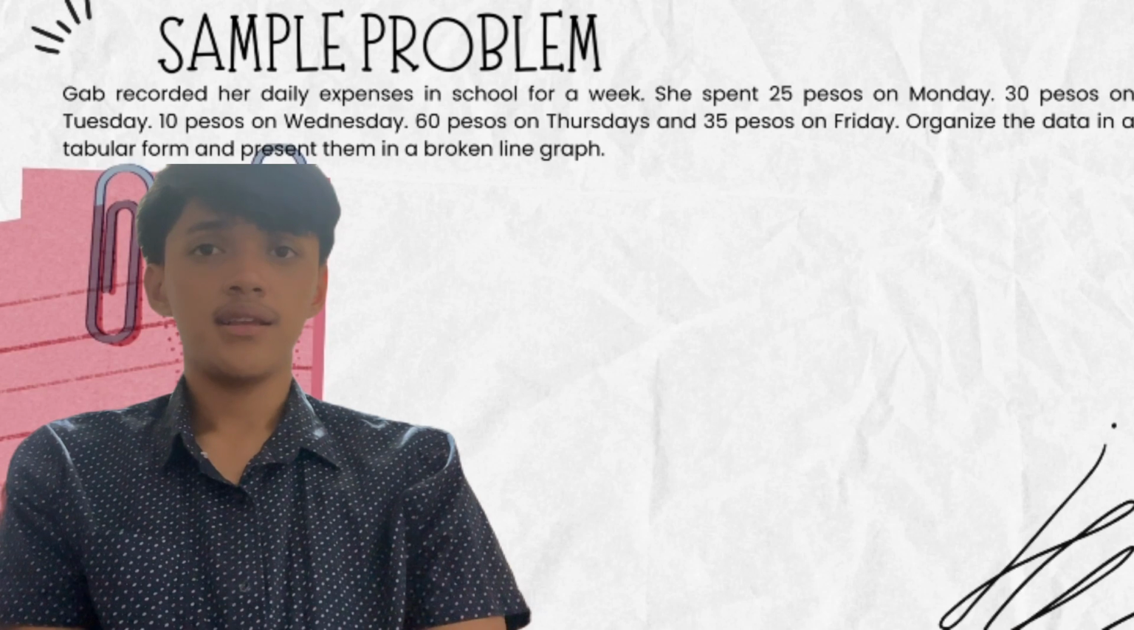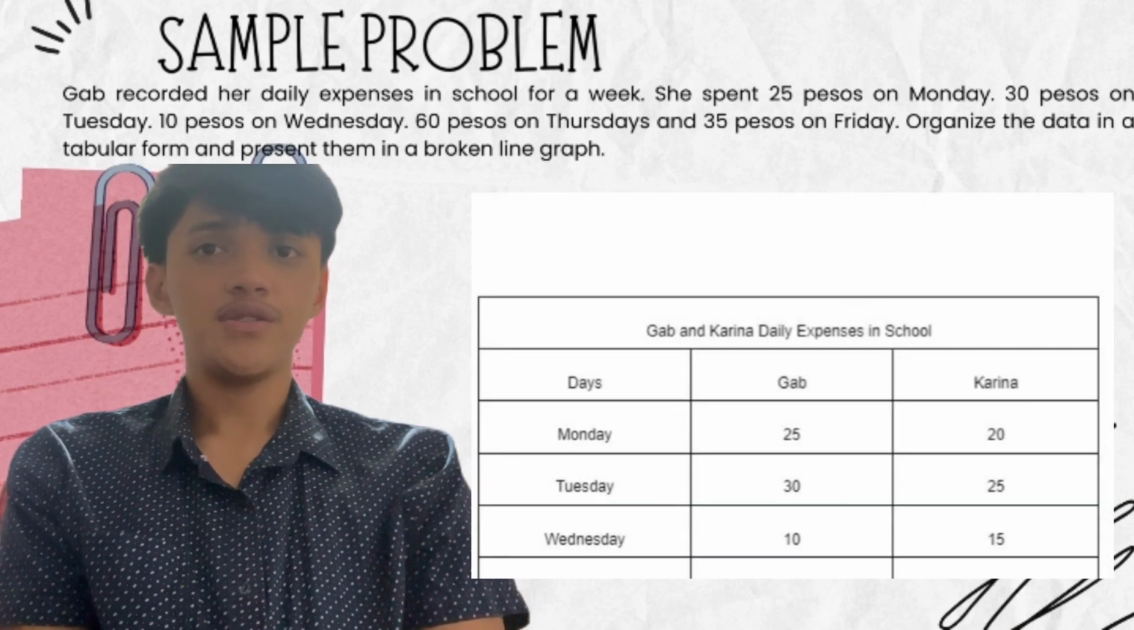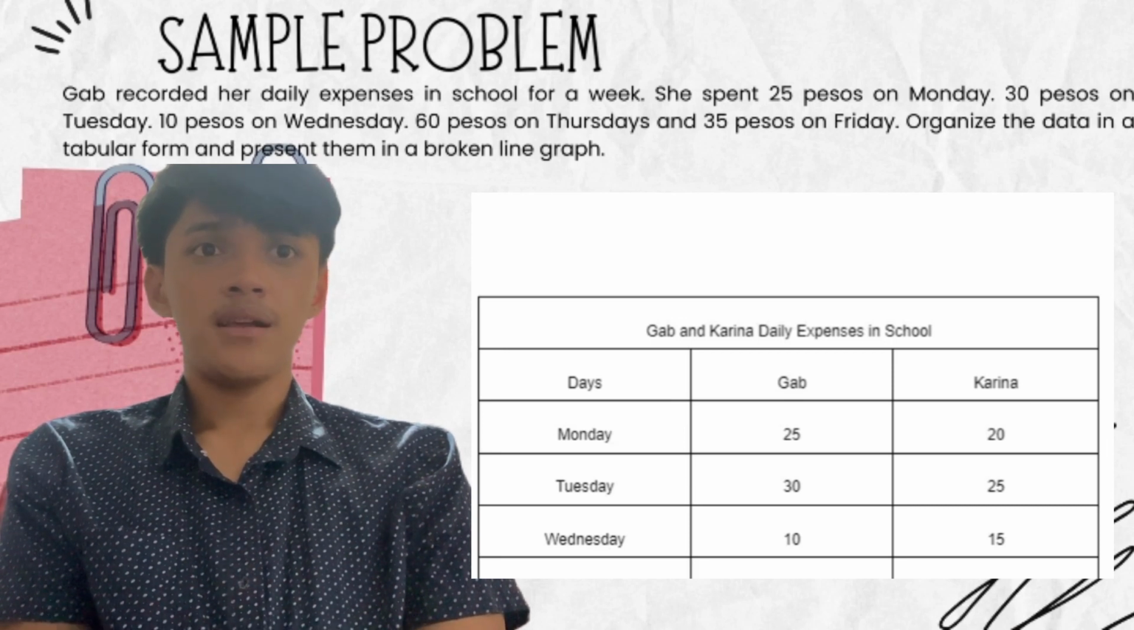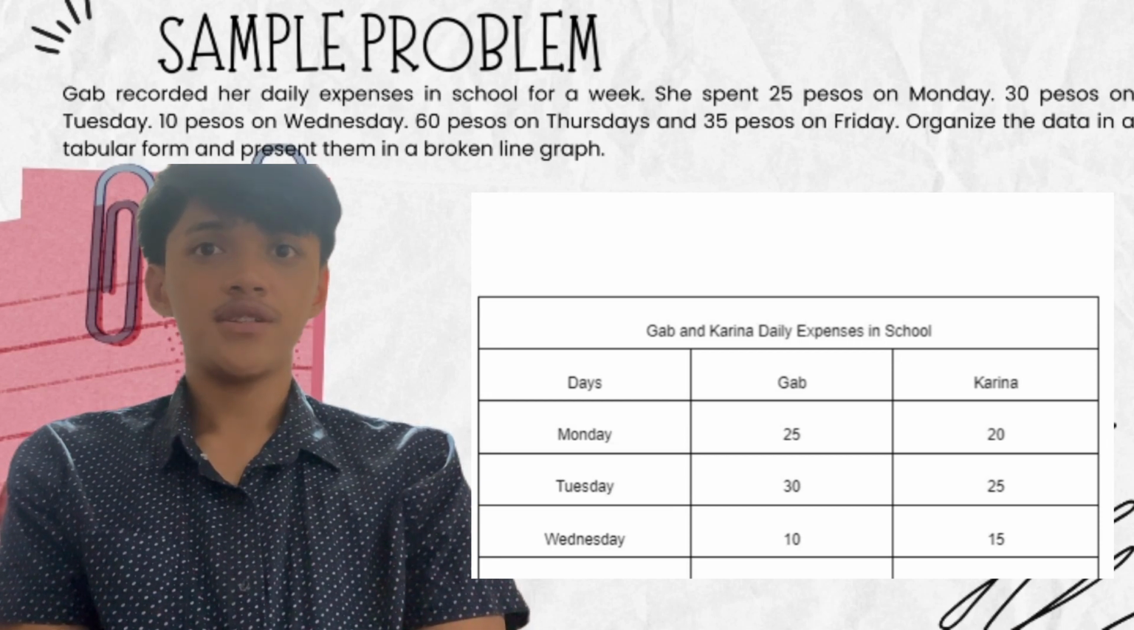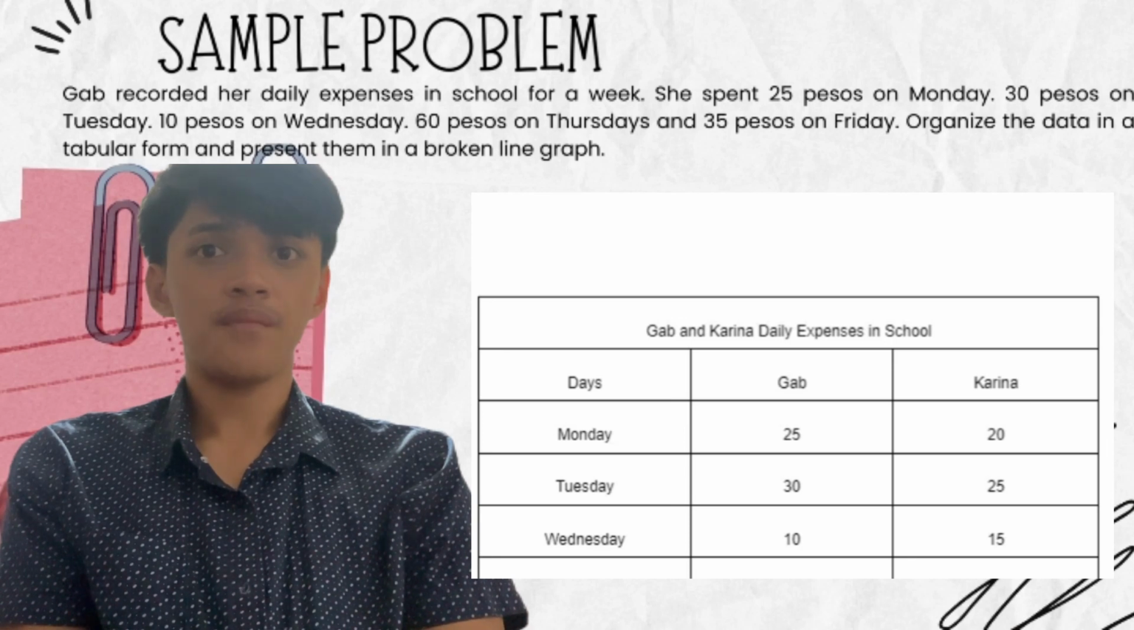Meanwhile, Gab's sister Karina also recorded her daily expenses, as we'll see in the table below. We now have 3 columns. The first is for the day, the second is for Gab, the third is for Karina. So we will compare their expenses from Monday to Friday.